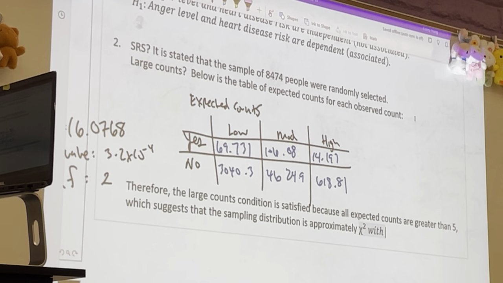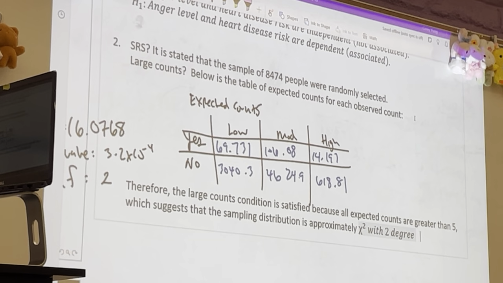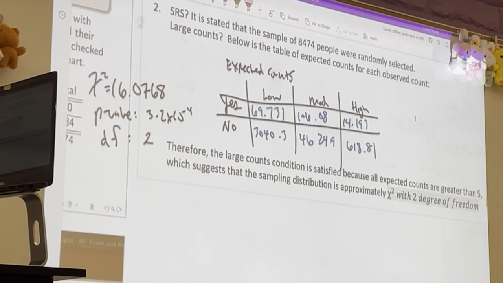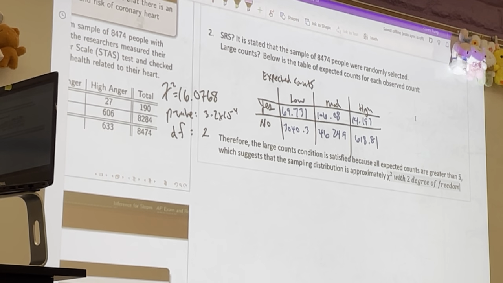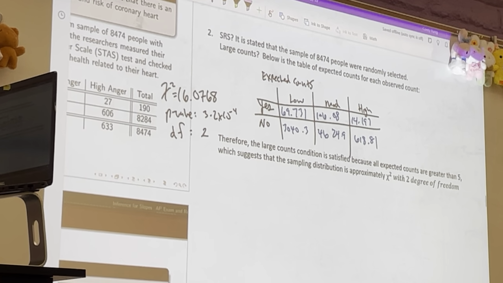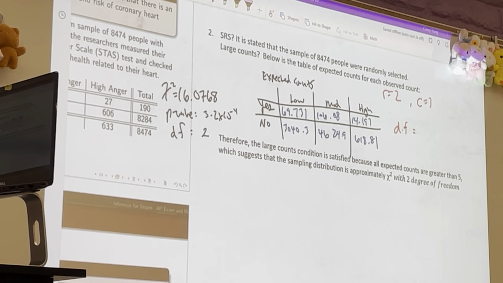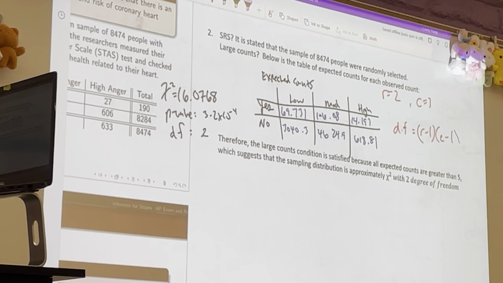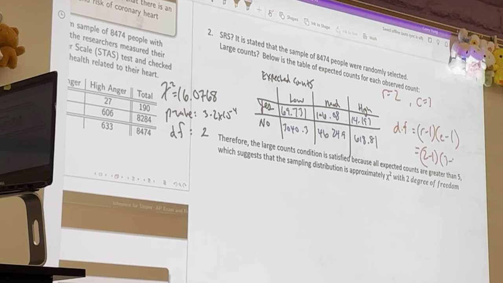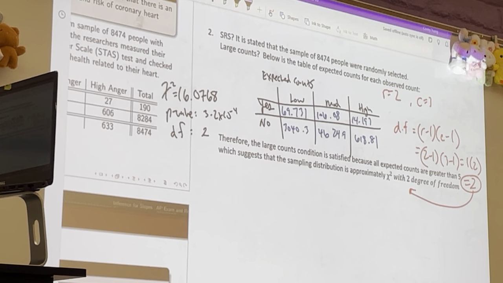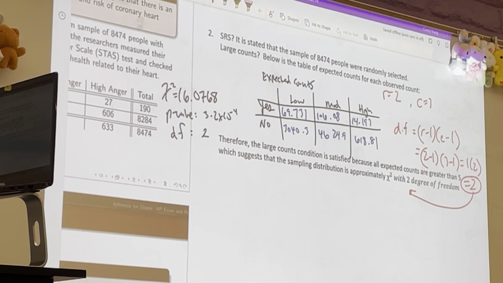Chi-square with 2 degrees of freedom. Okay, so notice that off to the left, from the calculator it says 2 degrees of freedom. Why is it 2 degrees of freedom? Well, if the number of rows I have is 2, number of columns I have is 3, degrees of freedom is equal to r minus 1 times c minus 1, which is the same as 2 minus 1, 3 minus 1, 1 times 2, 2. Okay, so that checks out. So just the number of rows minus 1, number of columns minus 1, and multiply them together. Okay?